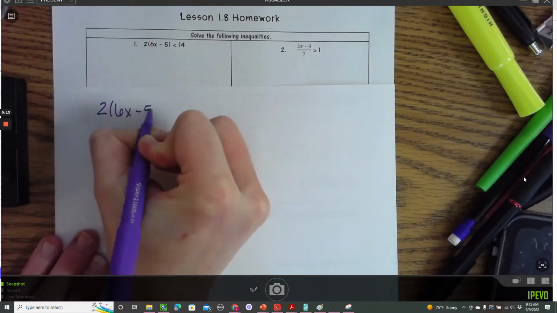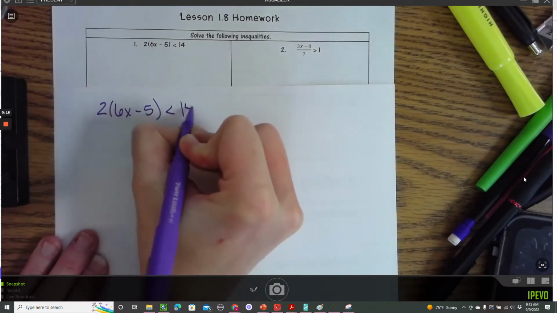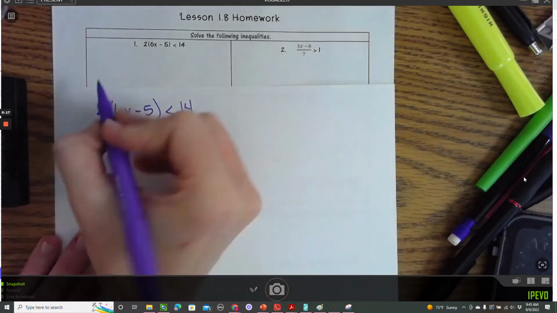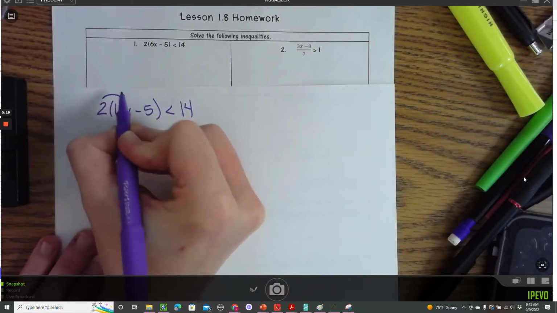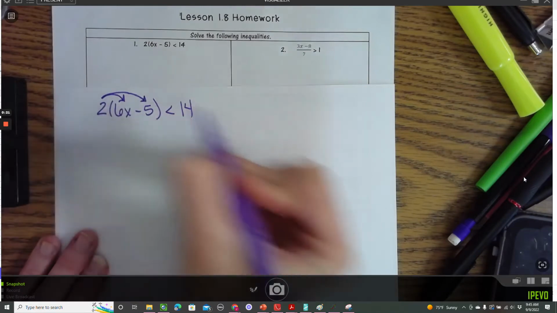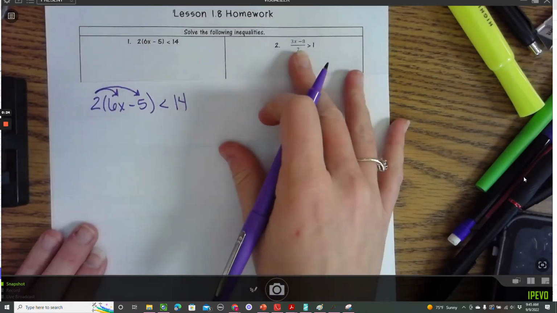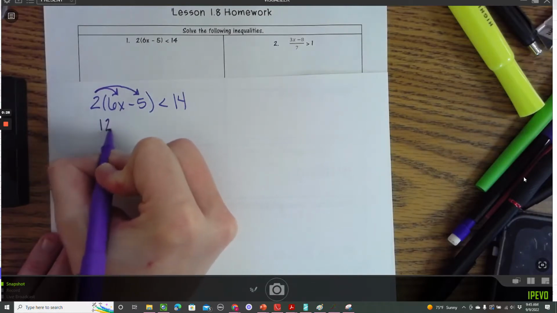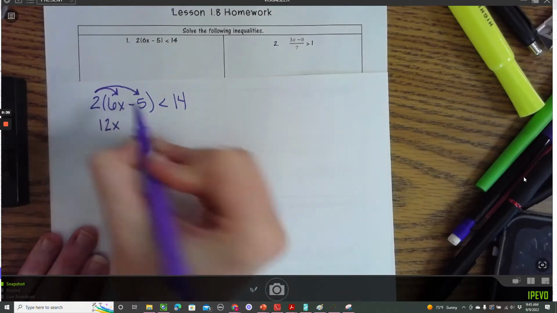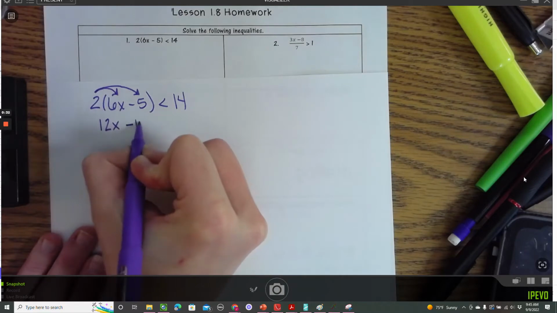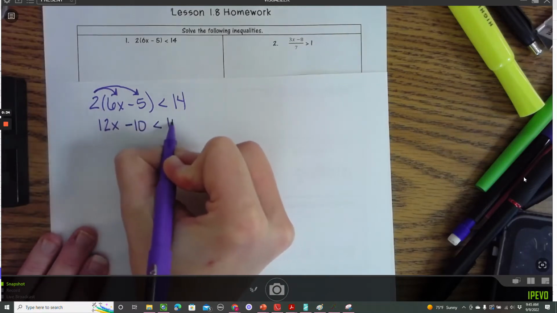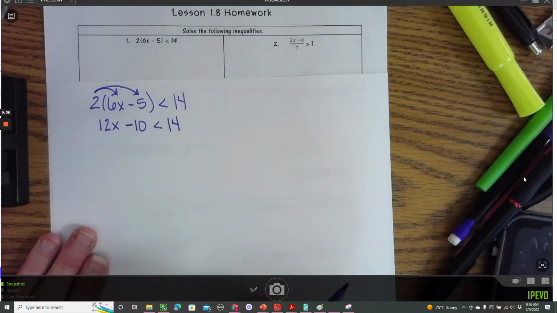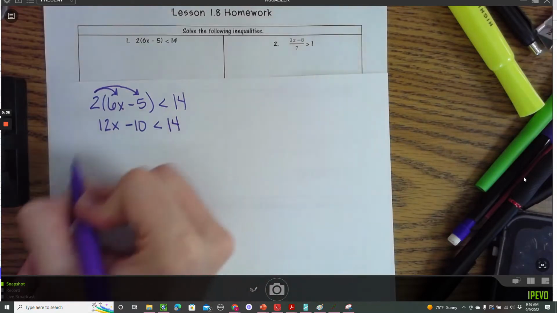Anytime that we see the parentheses, the first thing we've got to do is distribute. Okay, we need to simplify and get rid of the parentheses. So 2 times 6x is 12x. 2 times negative 5 is a negative 10. And then everything else stays the same. Then we can solve it.